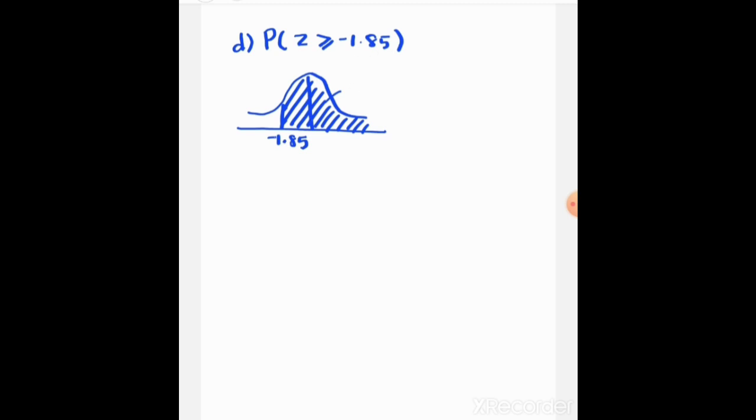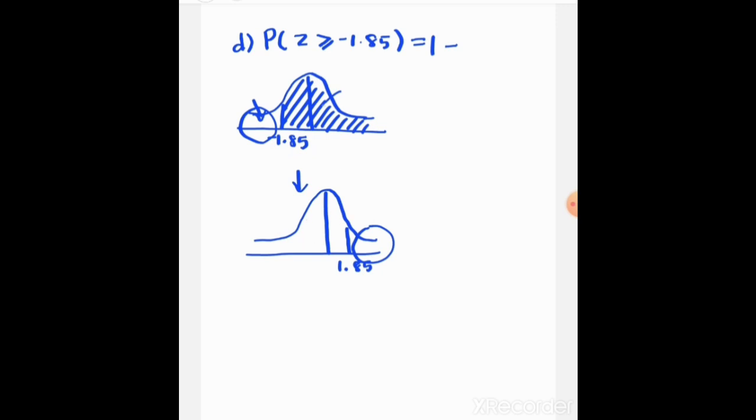Because we cannot find any negative z from the table, we need to take 1, which is the area under the bell shape, minus this area. When we convert this area into the positive number, we find the equivalent area: when we put 1.85 and make it positive, this area is the same as this area. So we take 1, which is all the area, minus P(Z > 1.85).